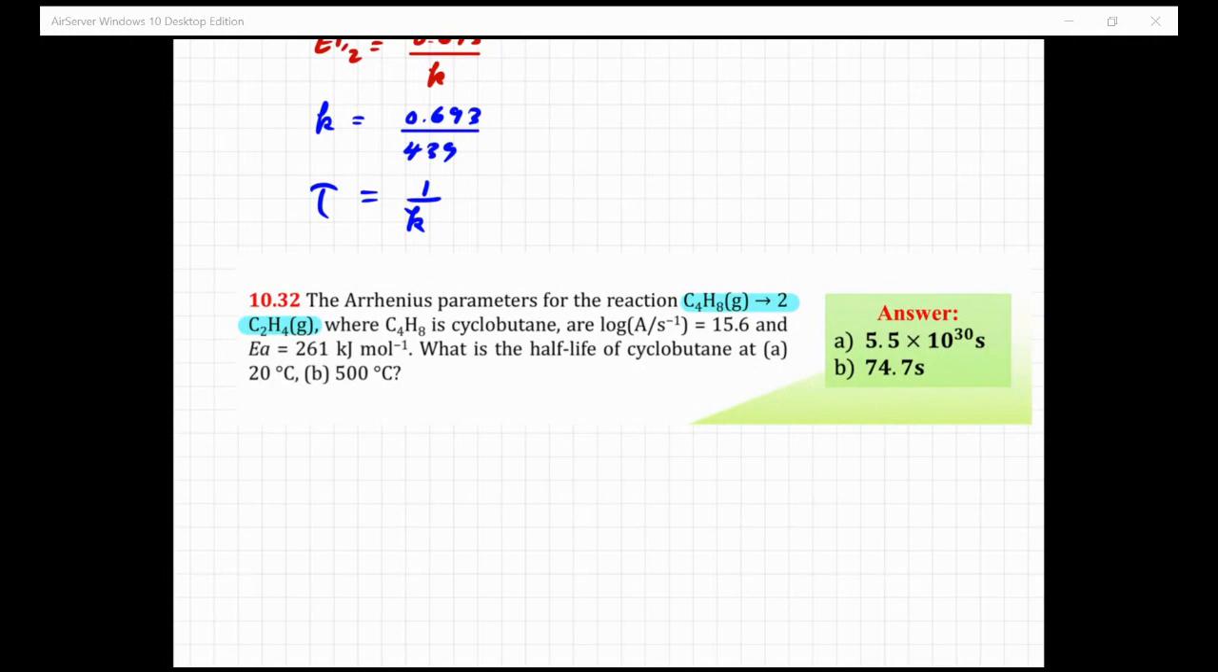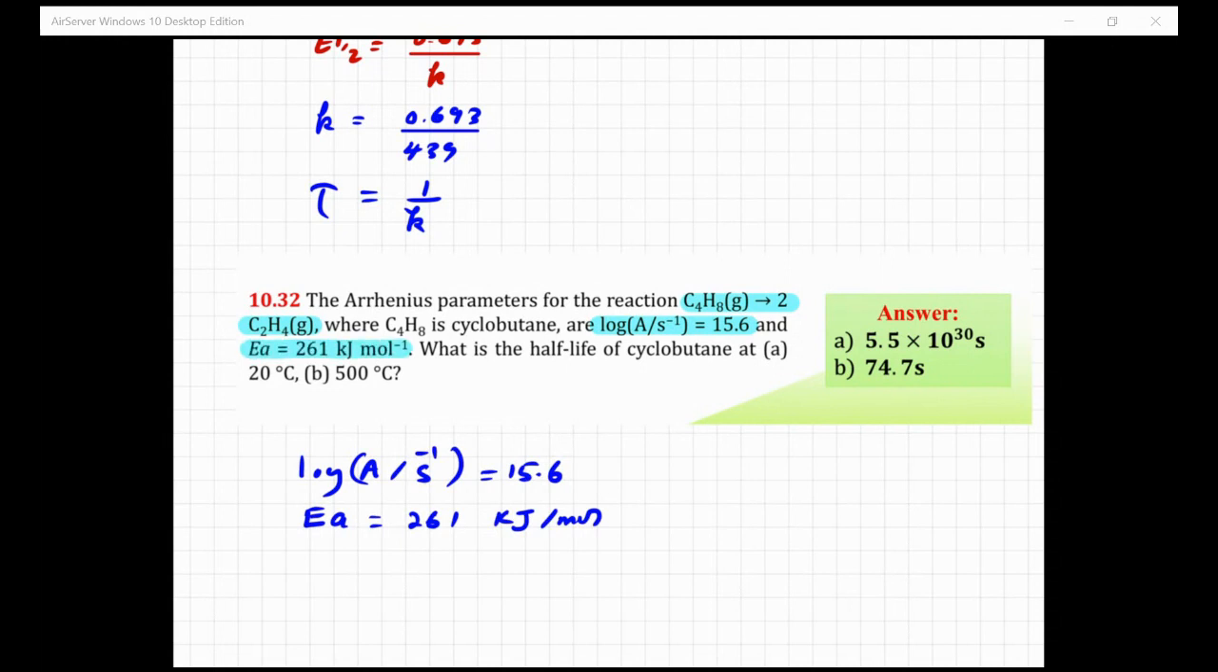So we have information. See here, log A equal to that. What does it mean? It says log A, and the units of A are second inverse. We are told that the units of A are second inverse. It is equal to 15.6. And we have EA, which is equal to 261 kilojoule per mole. It's given here.